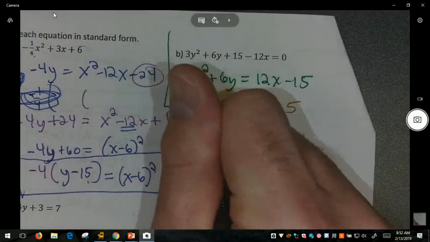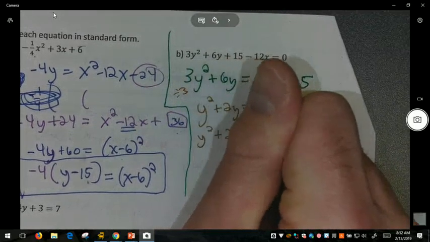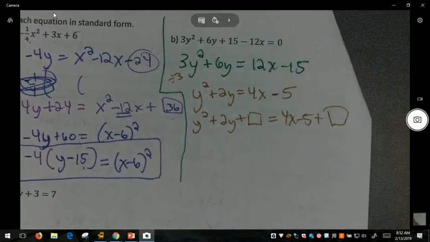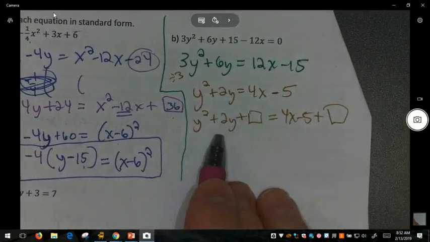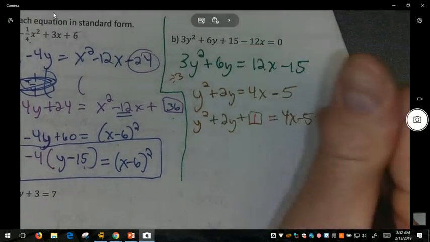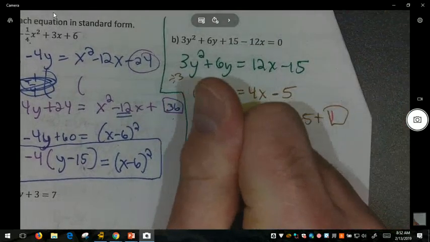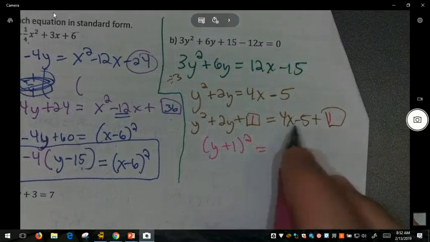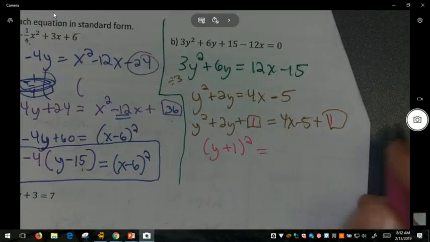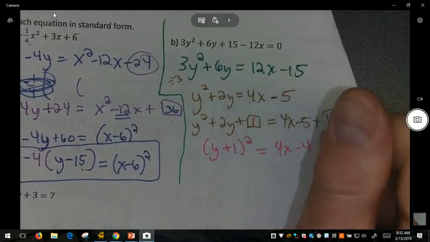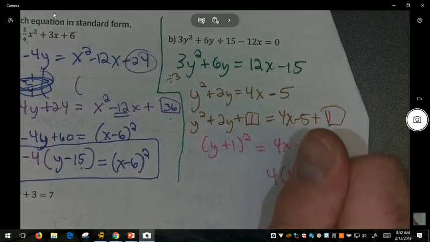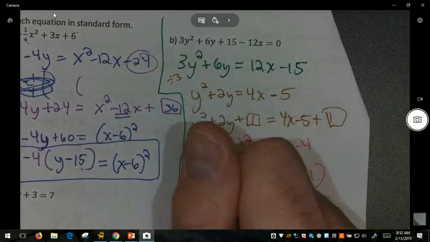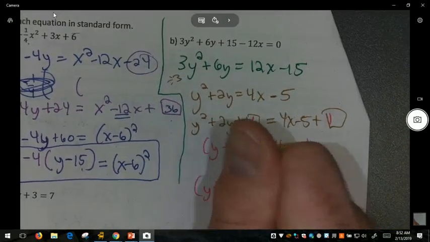To complete the square, I have y squared plus 2y plus box equals 4x minus 5 plus box. B over 2 is 1, squared is 1. That makes this y plus 1 quantity squared. On this side we have 4x minus 4. And I need to factor out the 4 to give me x minus 1 so I can see the x coordinate of my vertex. And y plus 1 squared.